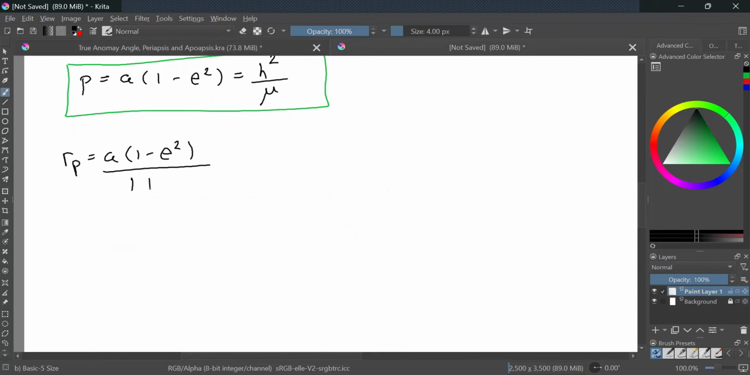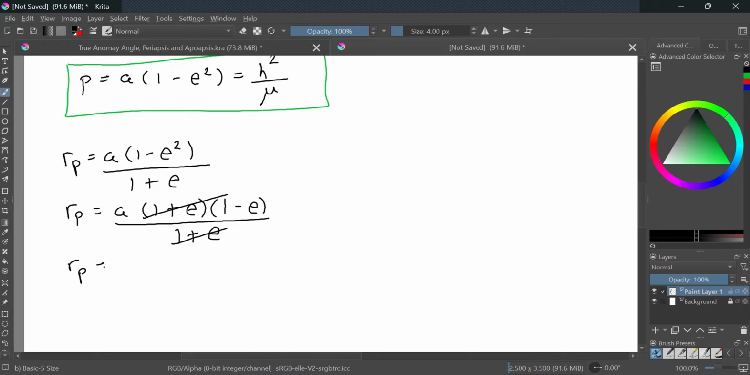Root 1 plus e, bigger denominator, smaller value. All right, so we can expand that. We can cancel like terms. That'll leave us with semi-major axis times (1 minus e). That's not bad at all, is it?